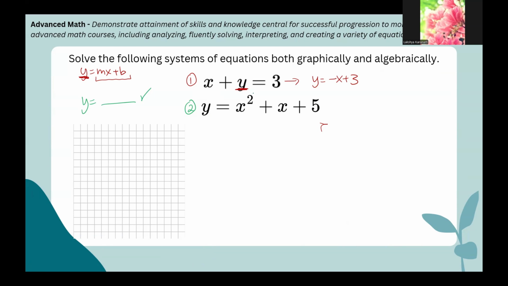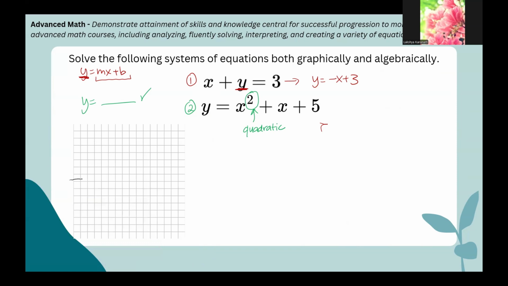Y equals something, which means we're good. We're in graphable form. One thing I do want to notice here is that we do have another quadratic equation, which means when you're graphing, you should expect that parabola shape again. Okay? So let's go ahead and take a moment and graph these now.